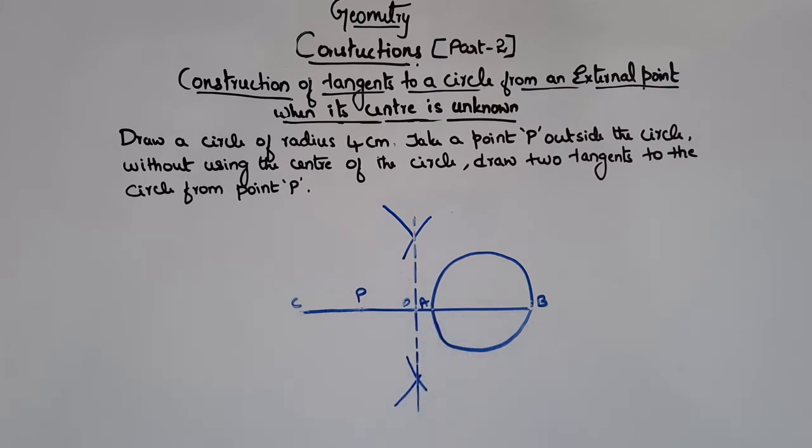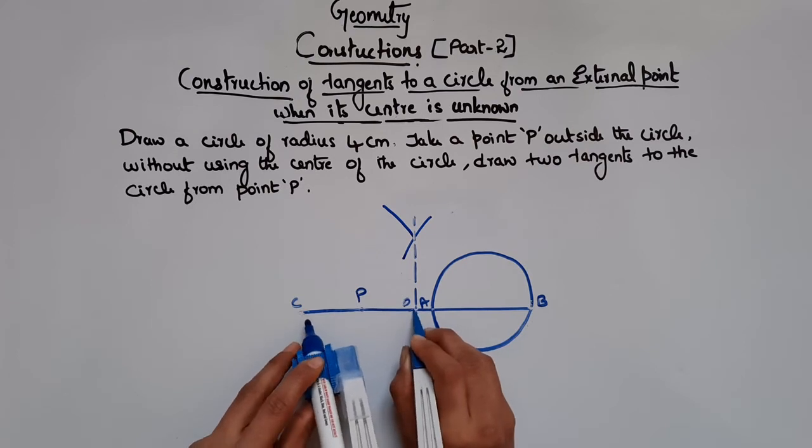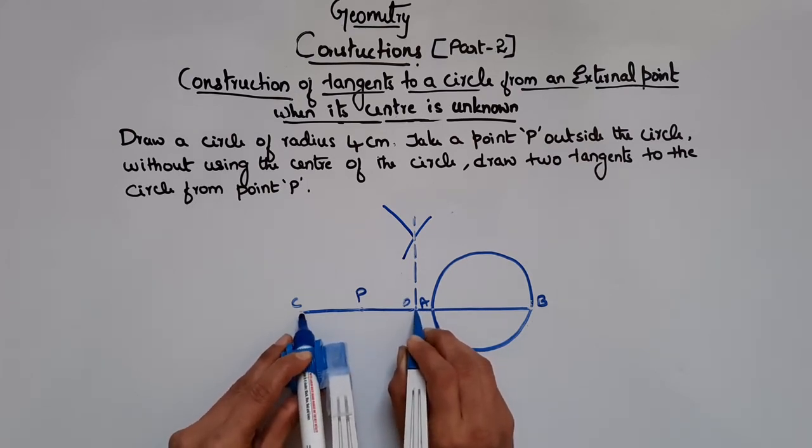Now you will keep your compass at this point O and taking CO as radius, you will draw a circle.